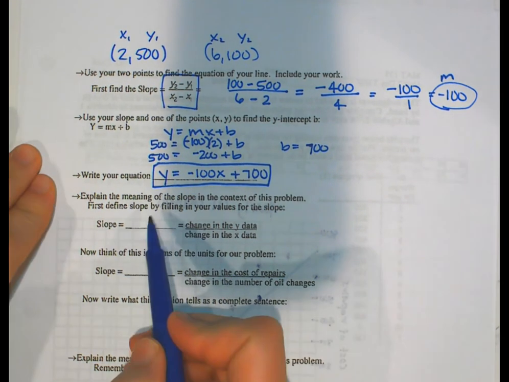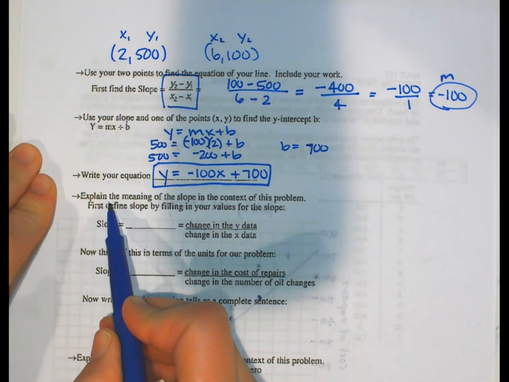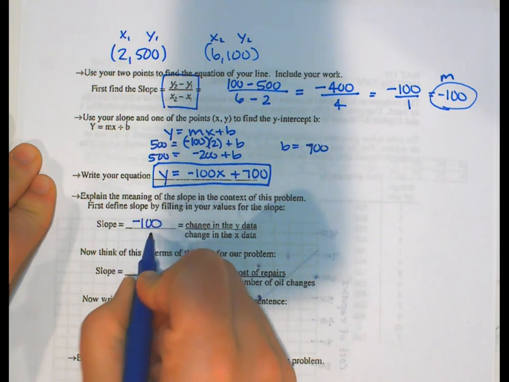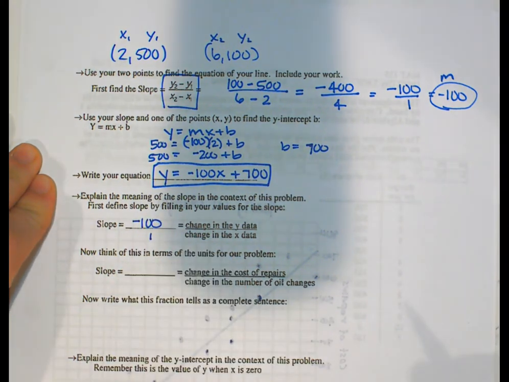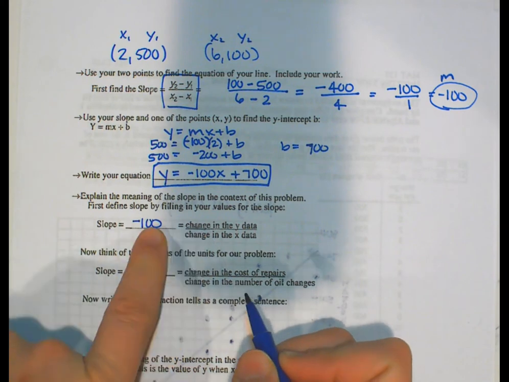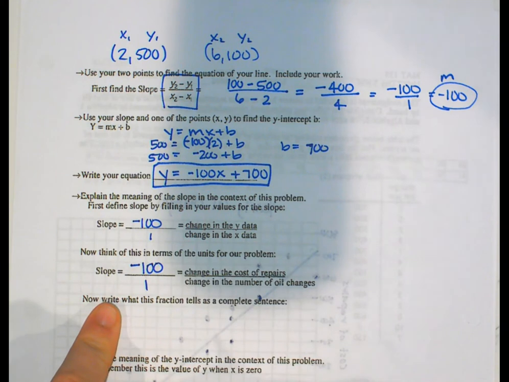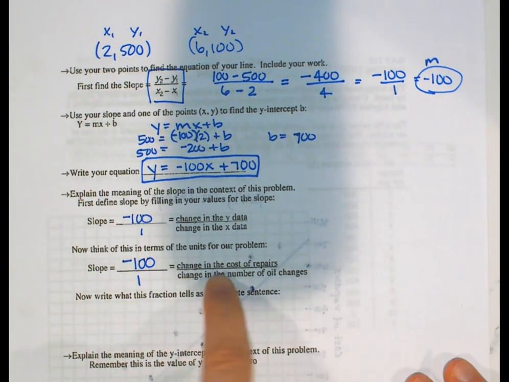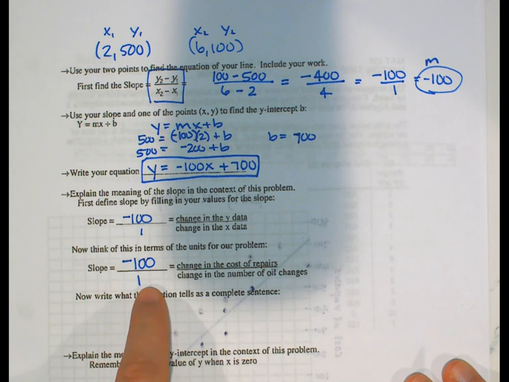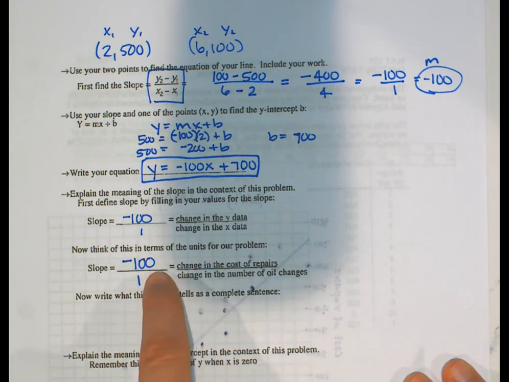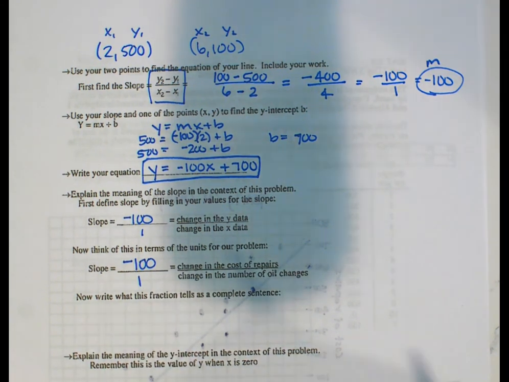So if we think about our slope, it was negative 100 over 1. This represents your change in y over your change in x. So that means your change in y was the cost of repairs. Your change in x was the number of oil changes. So what this tells us is as your number of oil changes goes up, your cost of repairs goes down by 100.